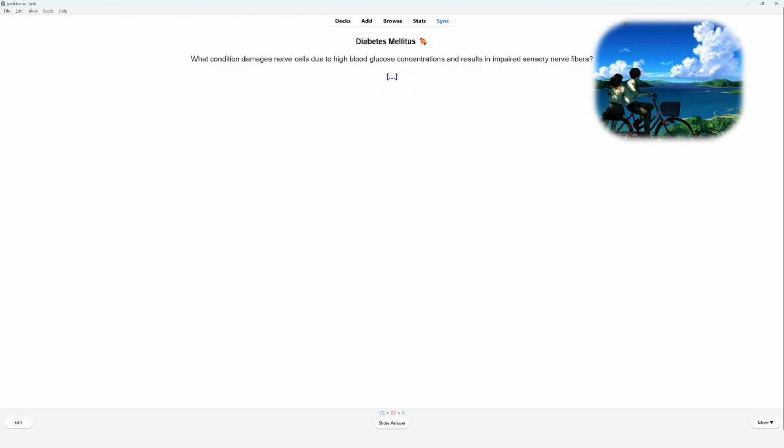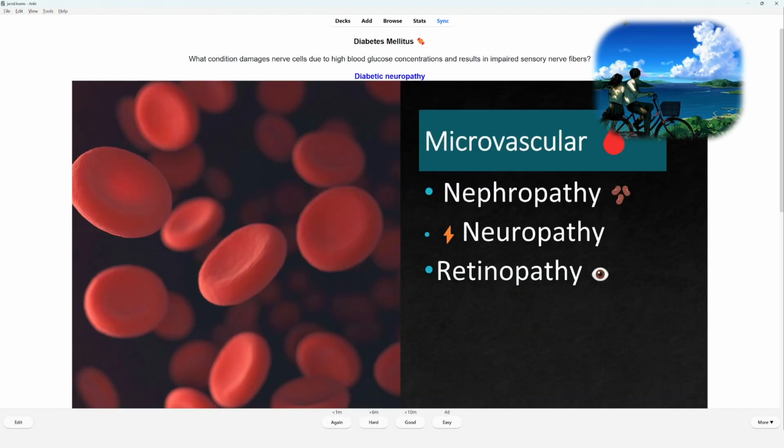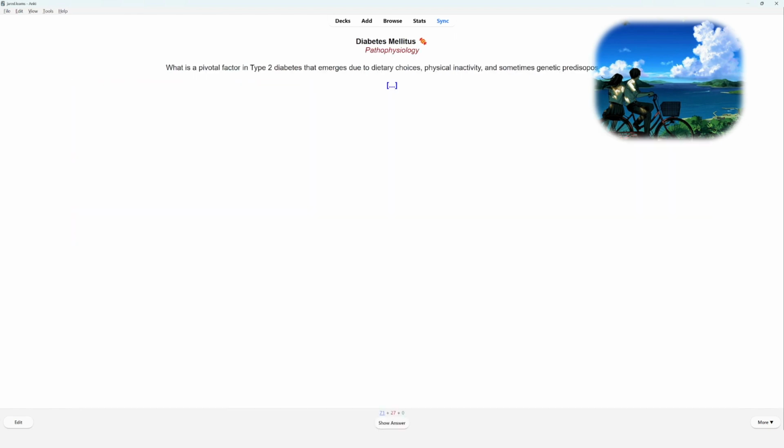Okay, good. What condition damages nerve cells due to high blood glucose concentration? Neuropathy. What is the pivotal factor in type 2 diabetes that emerges due to dietary choices, physical inactivity, and sometimes genetic predisposition? Insulin resistance.